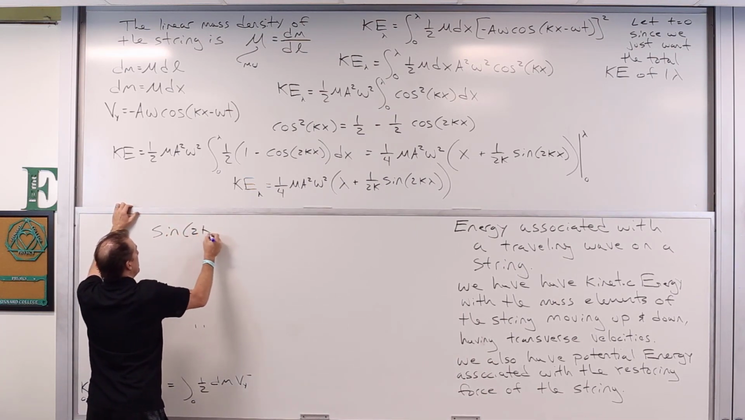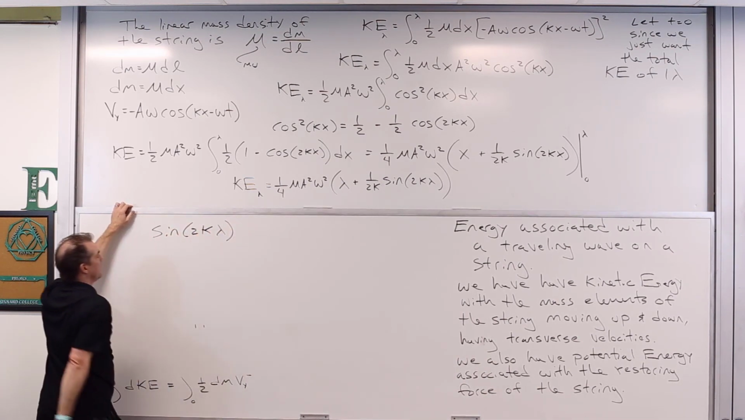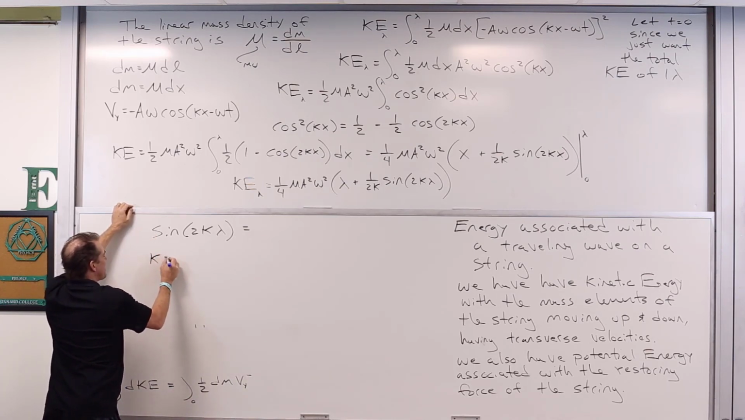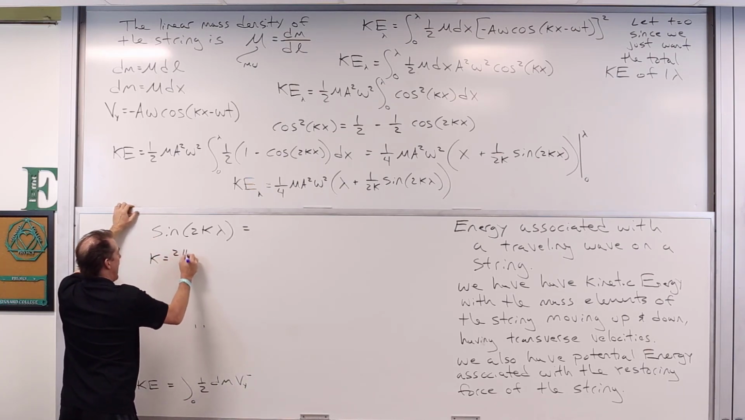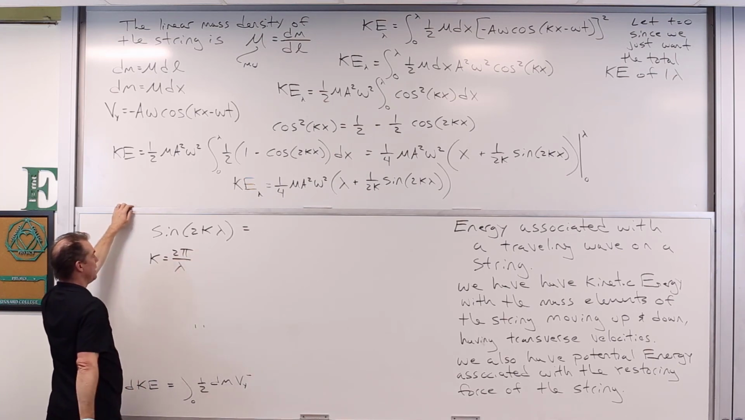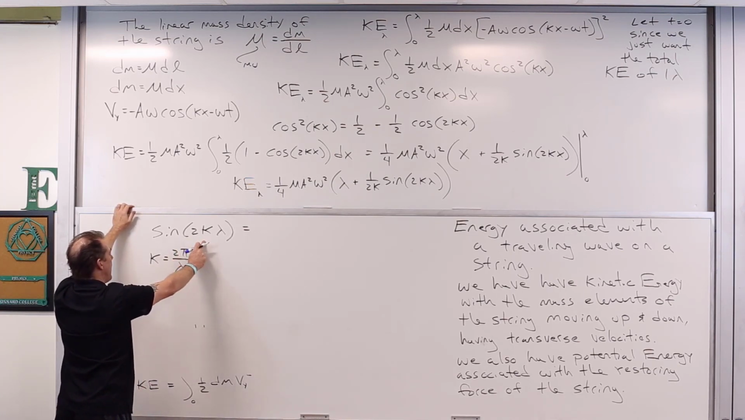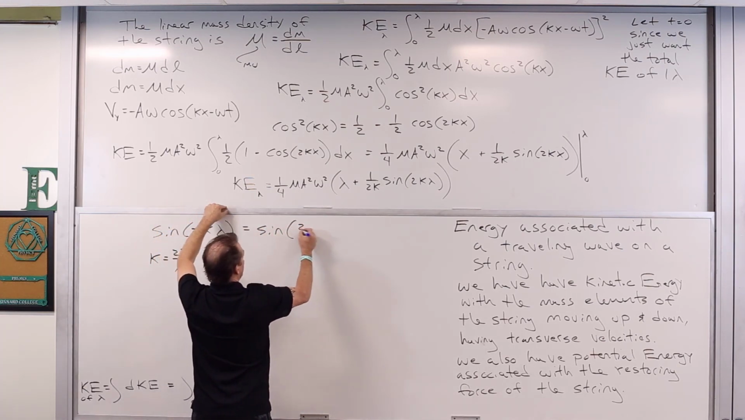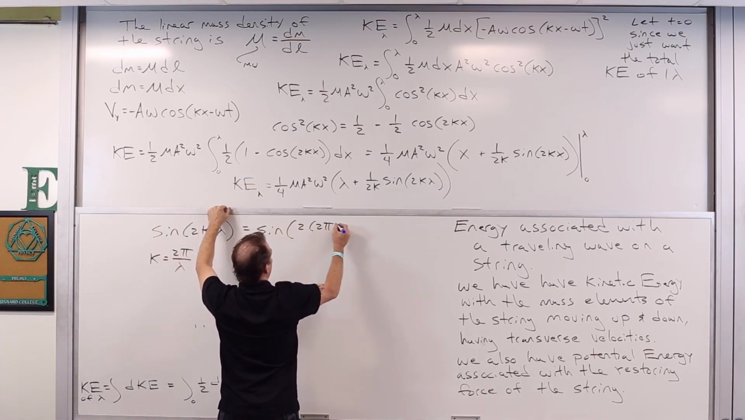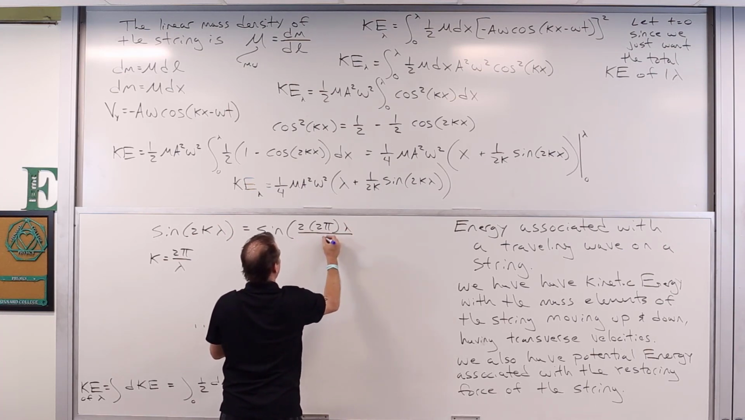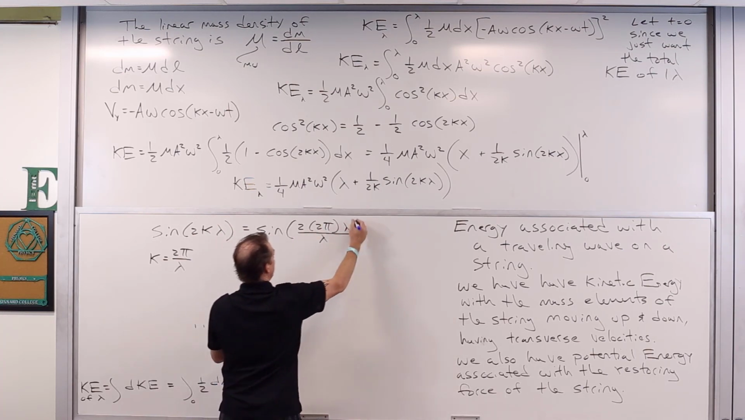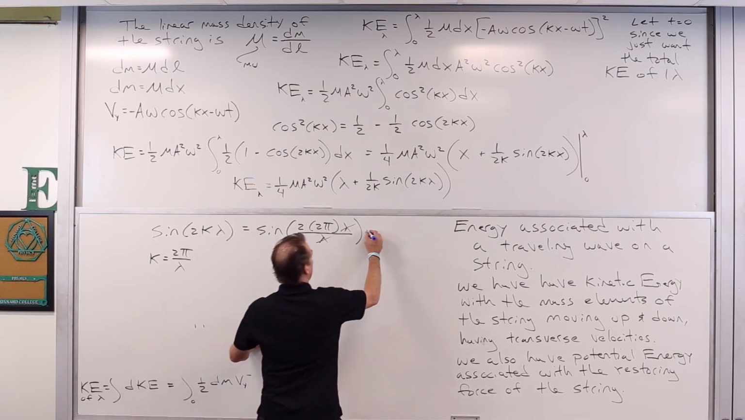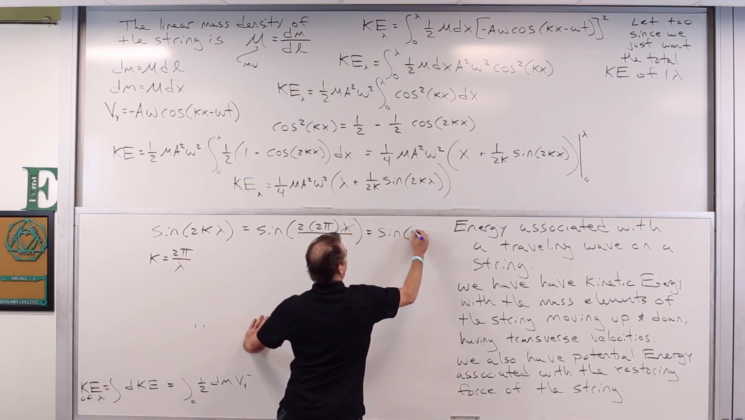Sine of 2k times lambda is equal to what? Well, what's k? K is the wave number, which is 2 pi divided by lambda, right? So we've got the sine of 2 times 2 pi times lambda divided by lambda. So there's k right there. And what happens? Well, that cancels out with that, and that is then equal to the sine of 4 pi.